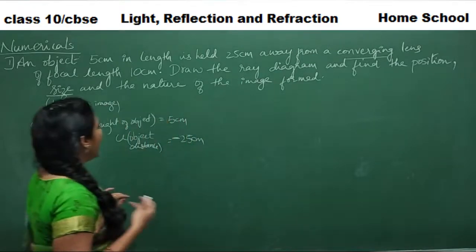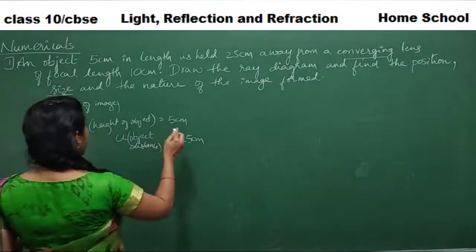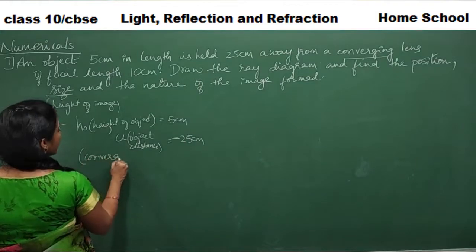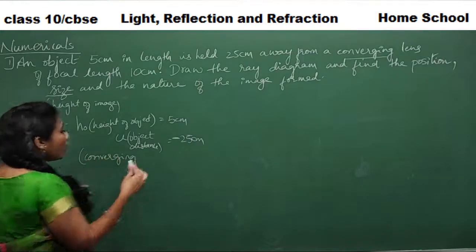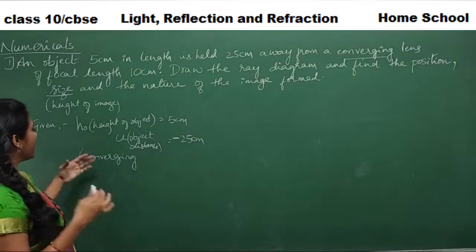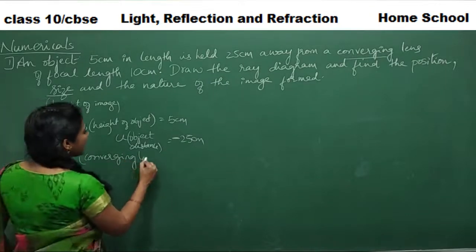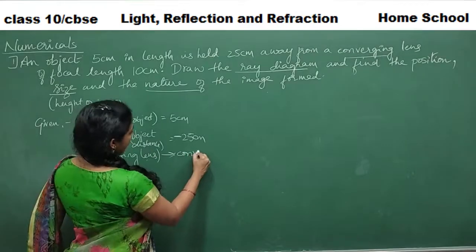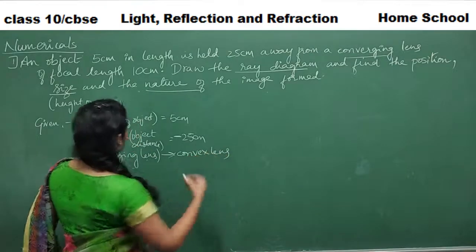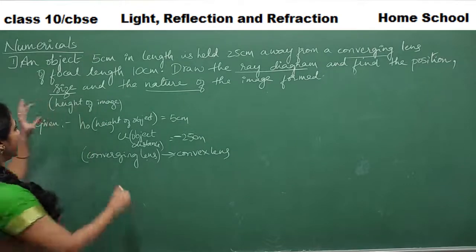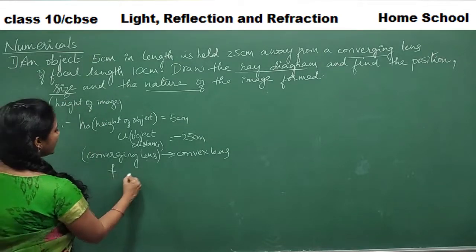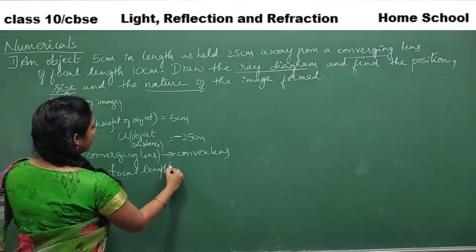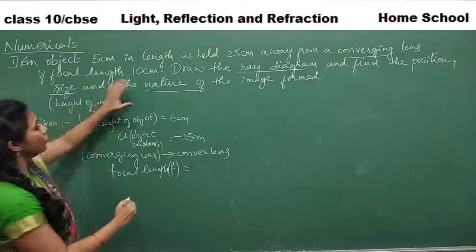Fine. And what type of lens is it? Definitely, they said it is a converging lens. So, converging of light rays is taking place in this particular lens. Can you tell me what lens is called a converging lens? Convex lens, isn't it? Fine. And next, what else have they given here? Focal length, that is the f value. Can you tell me what is the f value? f is equal to 10 centimeter.